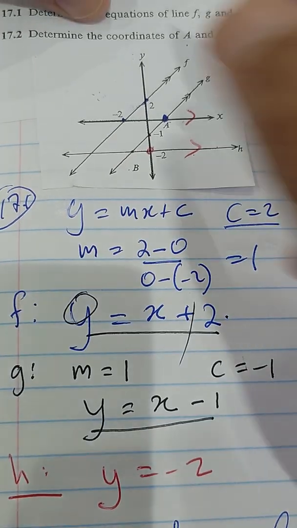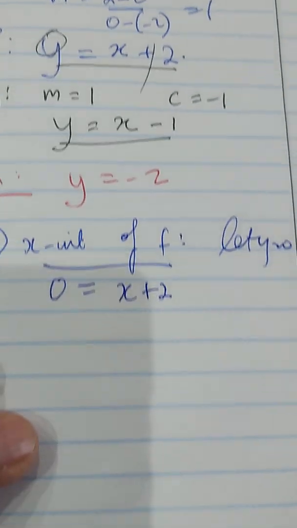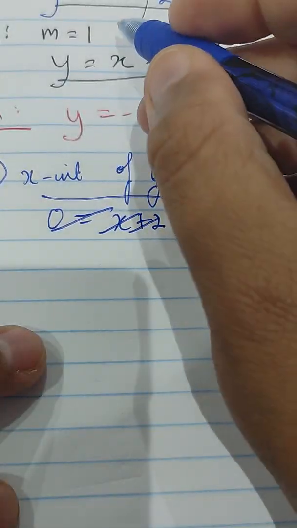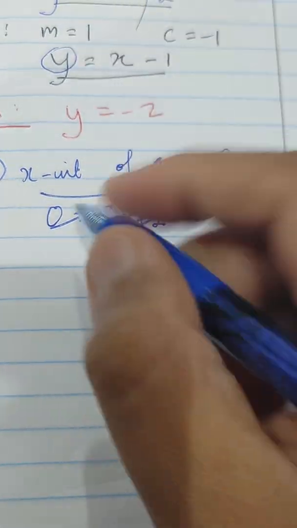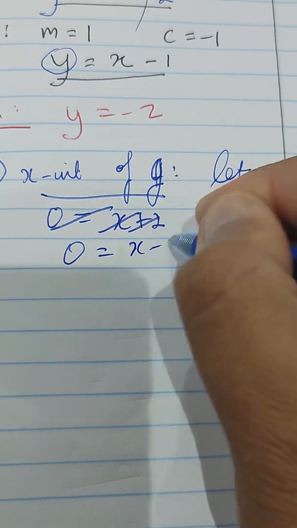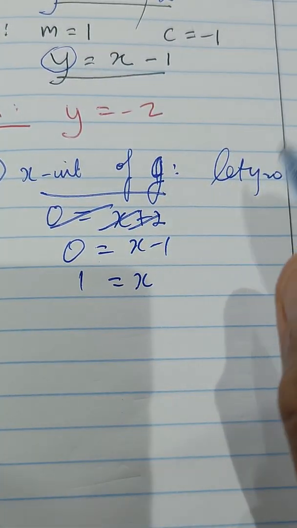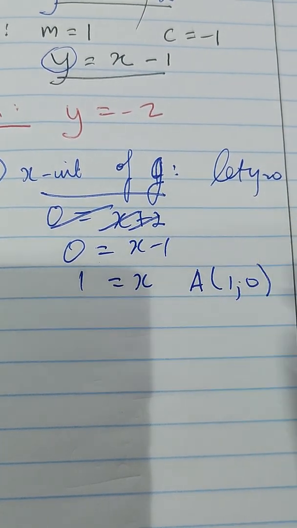Sorry, I made a mistake. It is actually the x-intercept of g, and not f. Sorry about that. So for g, there's your y. So you've got 0 equals x minus 1. So x is equal to 1. Have I answered the question? No. The question is the coordinates of A. So A is going to be 1 and 0 there.